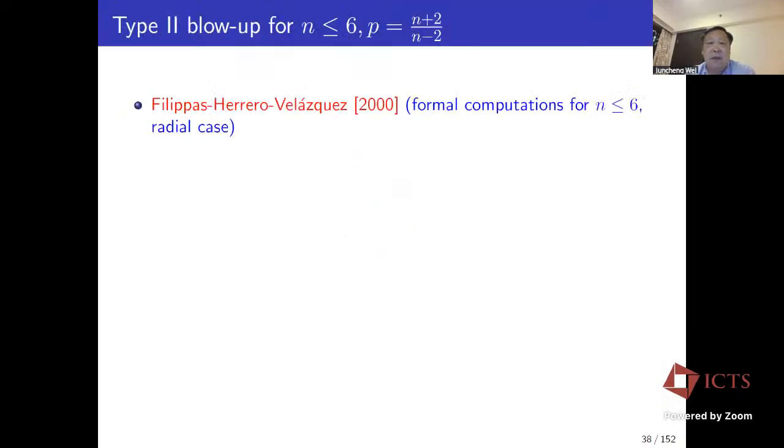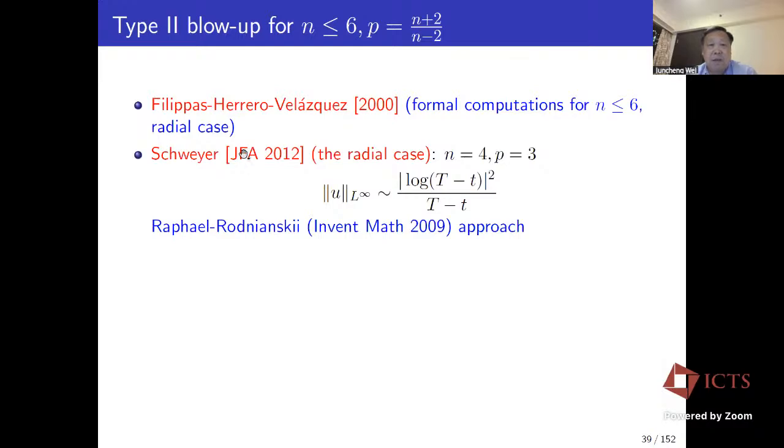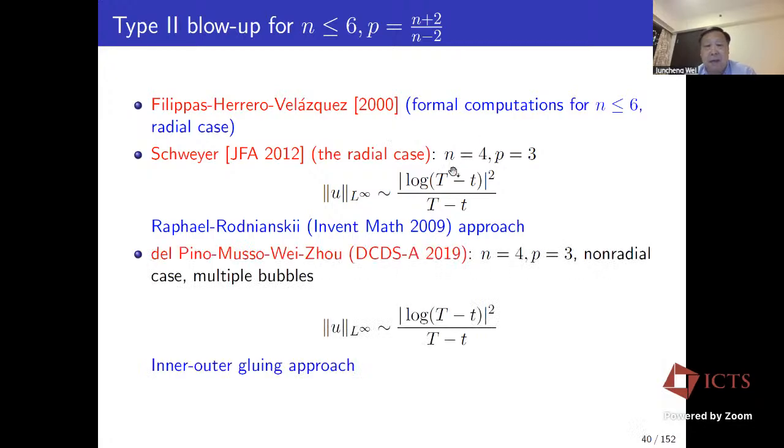The first one was constructed by Filippas, Herrero and Velázquez. This is a formal computation, and Schweyer provided a proof in the radial case n equals 4. And they follow the Raphaël–Rodnianski approach. And with del Pino and Musso, we have a new proof using our approach, the inner-outer gluing approach. So this is dimension 4.